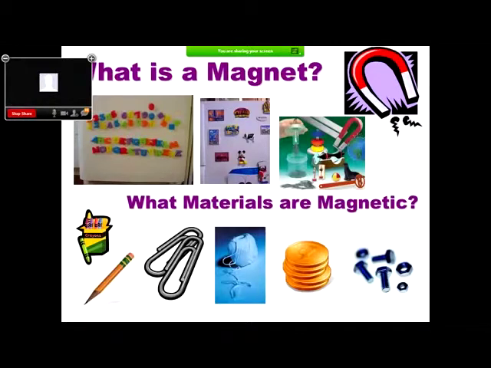So what do you expect, for those of you who maybe, I don't know, anyone really, what do you expect, what materials end up being magnetic? Does anyone want to comment on that? Or also, what do your students expect to be magnetic?